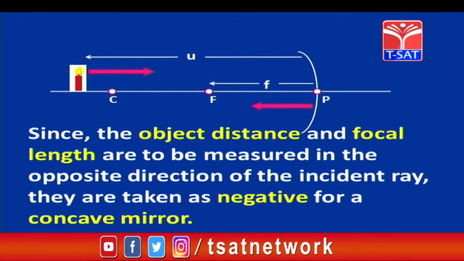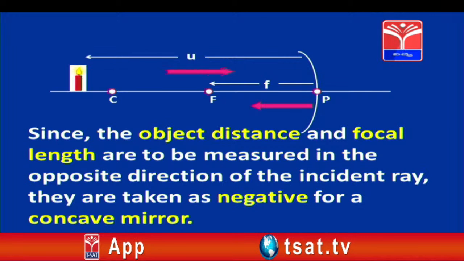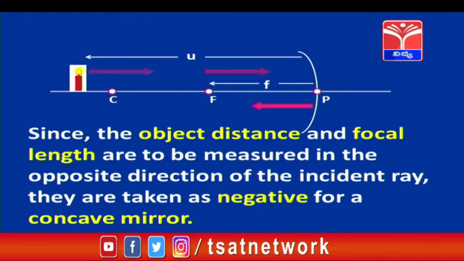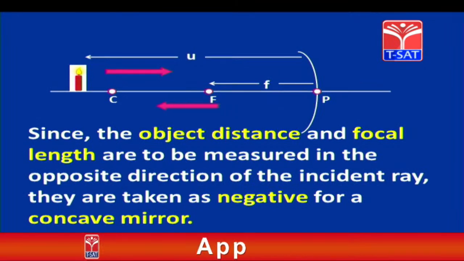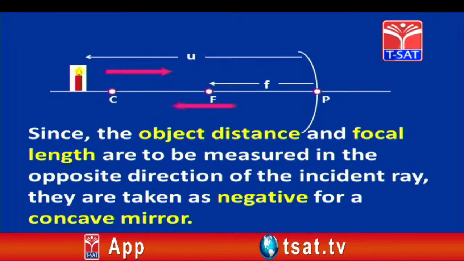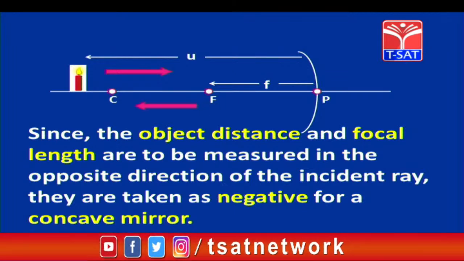First of all, we know the direction of the incident ray is towards the mirror. This is the direction of the incident ray. Now, the measurement of both the focal length and the object distance has to be done in the opposite direction. Yes or no? Now, observe this, children. The direction of measurement of both the focal length and the object distance is in the opposite direction of the incident ray. Okay? What does this mean? According to rule number 2, we can understand that for a concave mirror, the focal length and the object distance are to be taken as negative.